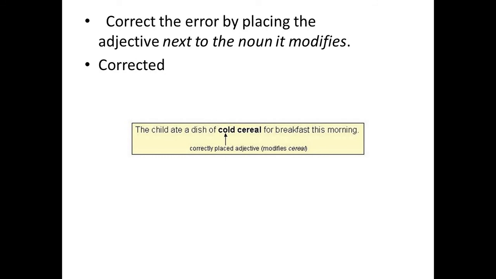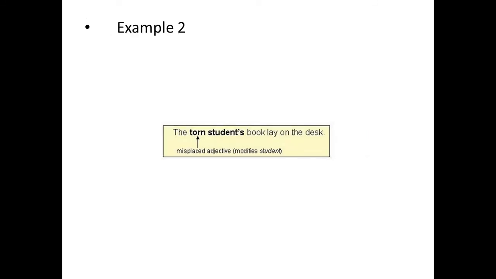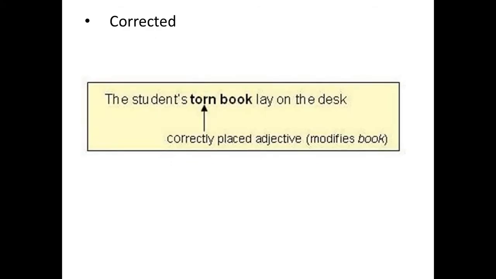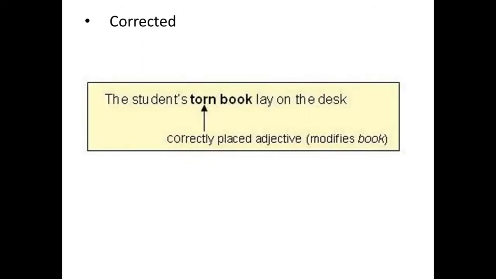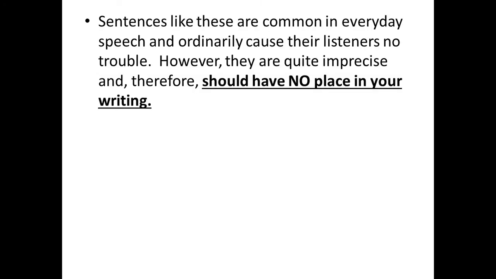Now the adjective is correctly placed. Example 2 is here. The torn student's book lay on the desk. You can see the misplaced adjective modifies student. Corrected: the student's torn book lay on the desk. The adjective is now correctly placed. Compare this example and that example. The torn student's book lay on the desk. Now, the student's torn book lay on the desk. Now the sense is very, very clear.